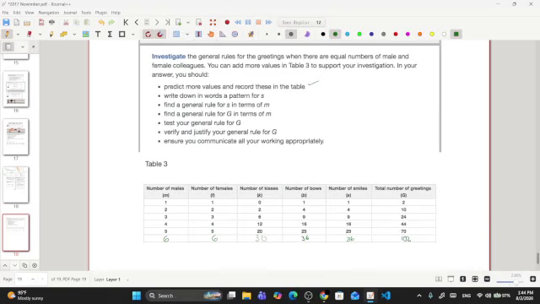Write down in words a pattern for S. S is the total number of smiles. I can say a pattern for S. It is equal to the square of the number of males. I think that would be an ideal approach. Simple. Equal to the square of the number of males.